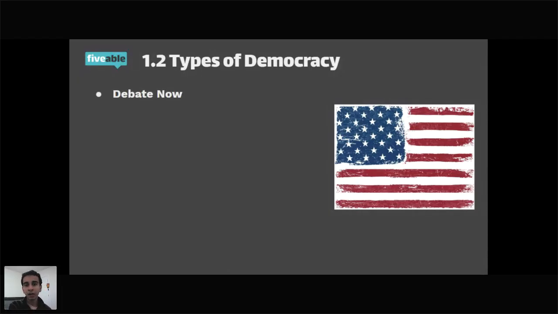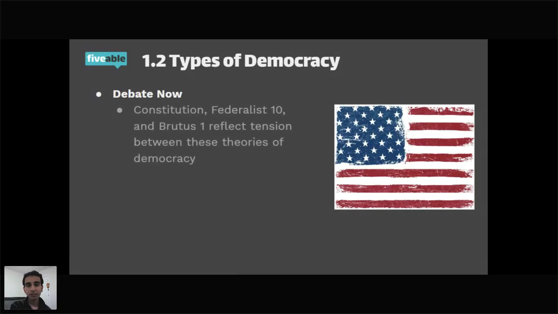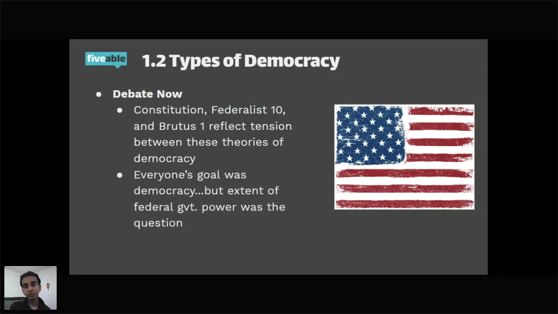Okay, so in terms of the types of democracy, there is debate now as to how everything should be interpreted. The Constitution, Federalist 10, and Brutus 1 all reflect the tension between these theories of democracy. So again, if you've taken a U.S. history class, you know about the Federalists and the Anti-Federalists. Everyone wanted democracy, so no one wanted a monarchy. However, they were debating how much power the federal government should have.